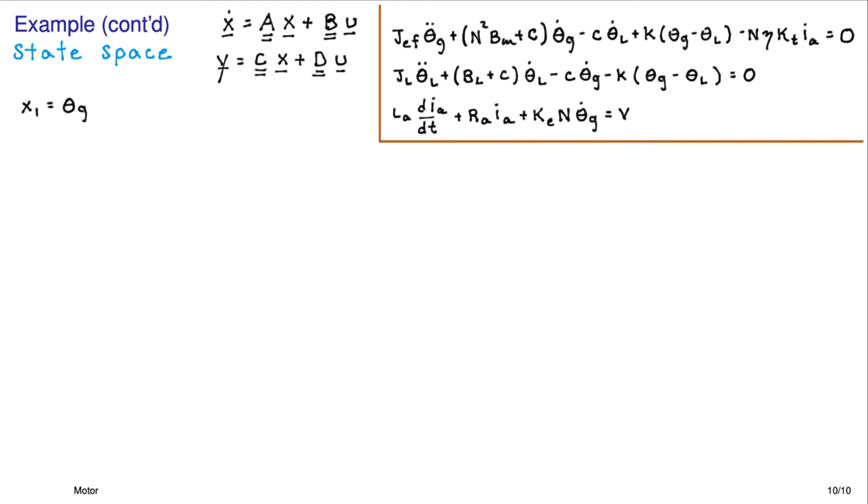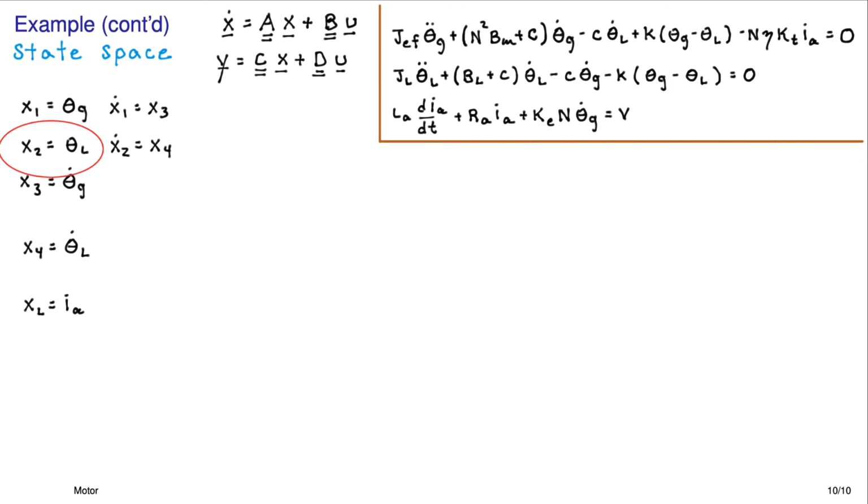So I'm going to define the states. There's an infinite number of ways to do that really, and here's one. I'm going to have theta G and theta L as my first 2 states, and then speeds for my next 2 states, and finally that little armature current. Now what you do is just start taking the derivatives of those states and write that in terms of the states. So x1 dot is just equal to theta G dot, which is x3. And x2 dot, if I differentiate that, I get theta L dot, which is x4.